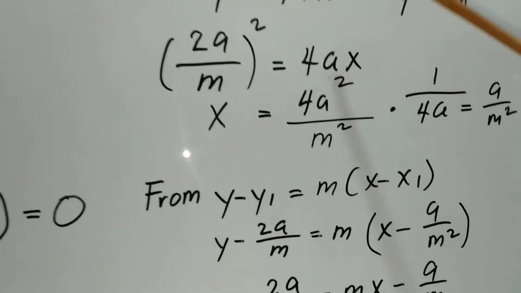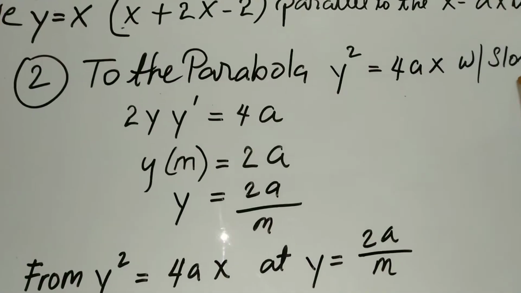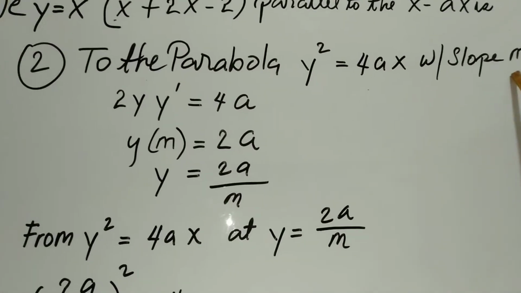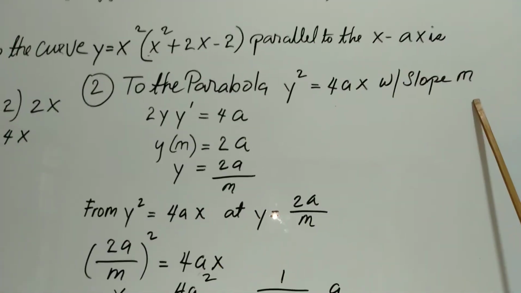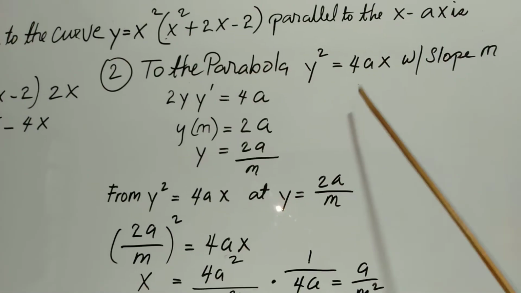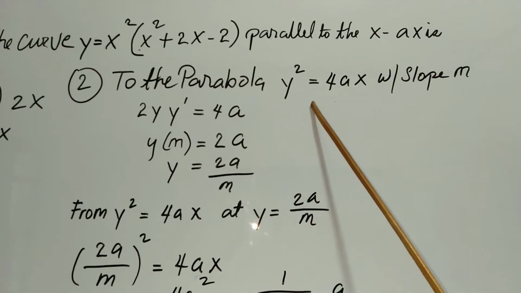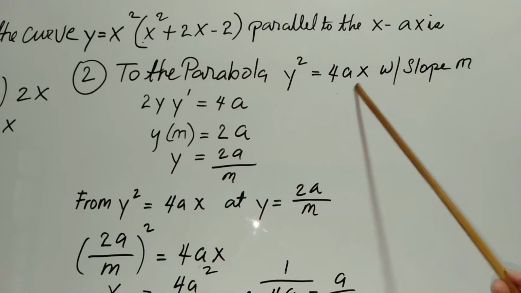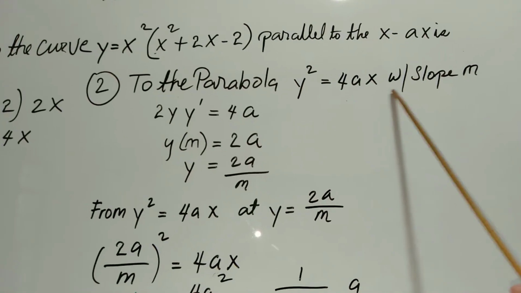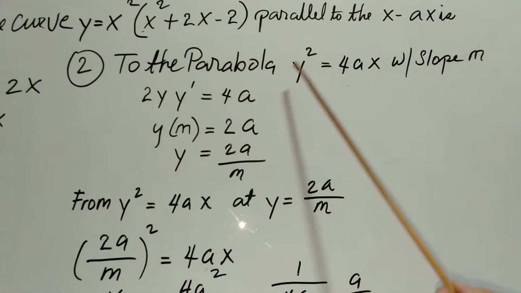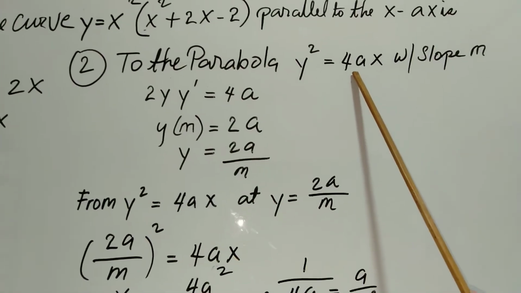It has to find the tangent line to the parabola y squared is equal to 4ax with slope m. So the slope of this one is not 0. We're asked to find the tangent line to the parabola y squared is equal to 4ax. So we find the derivative of this one. We get 2y prime is equal to 4a.